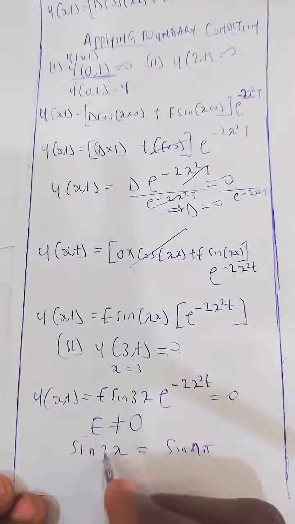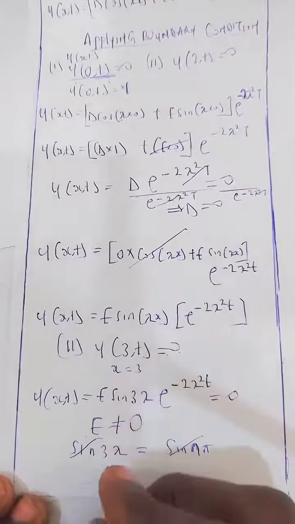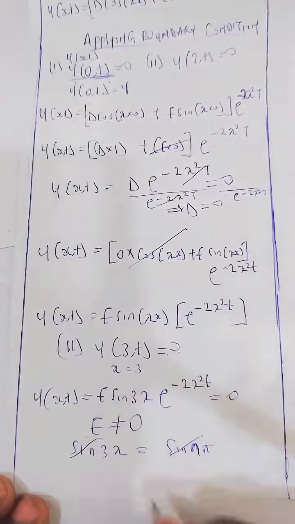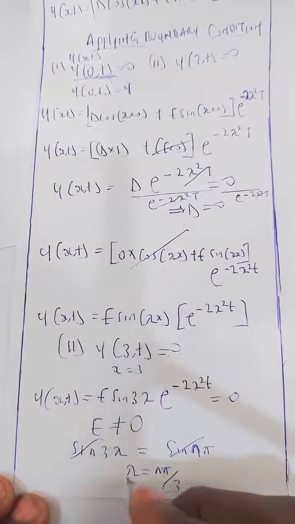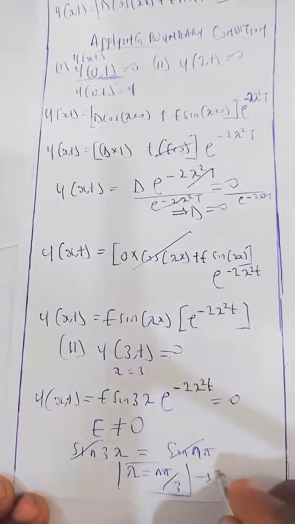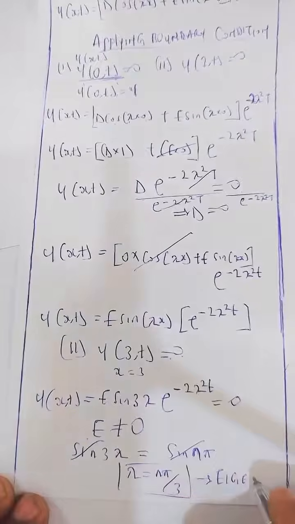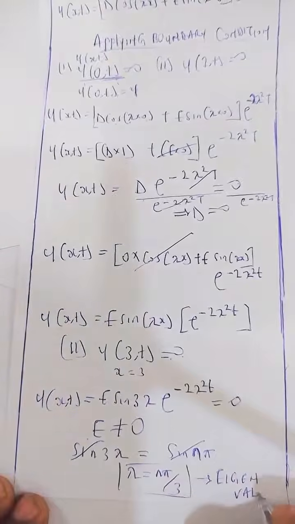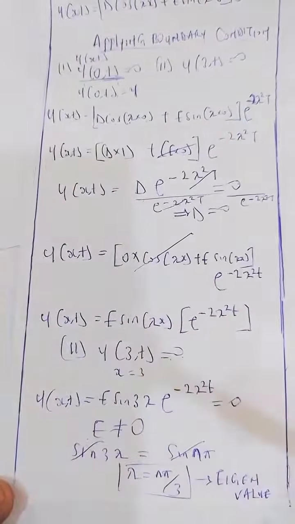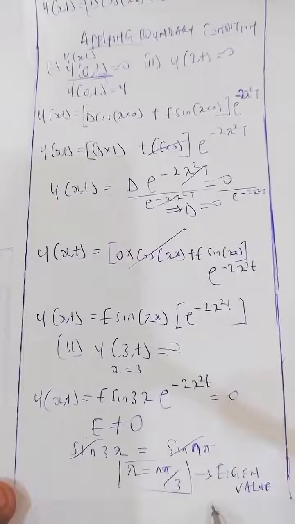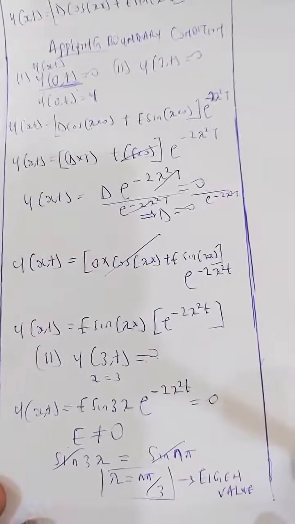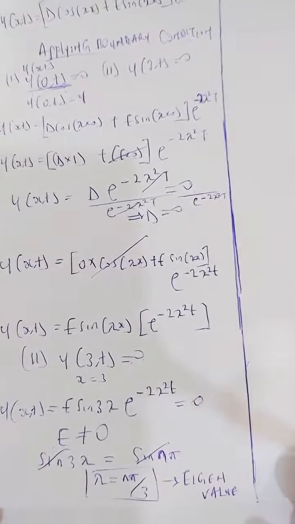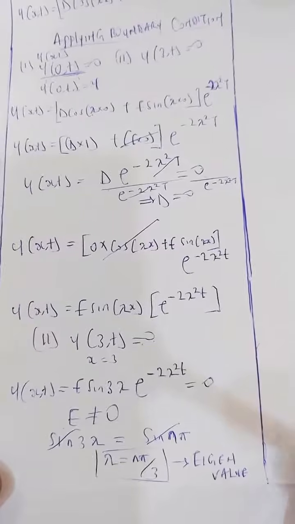Meaning in this case, sine cancels out. Make lambda the subject of the formula. Lambda becomes nπ over 3, and this is what we call the eigenvalue. Take note that the same way we have eigenvalue, we also have what we call eigenfunction. But how do we get our eigenfunction?